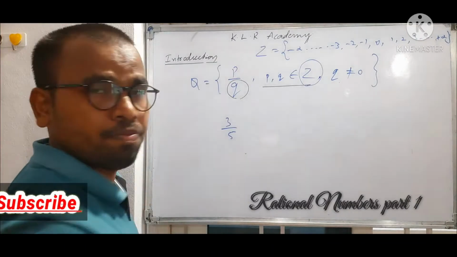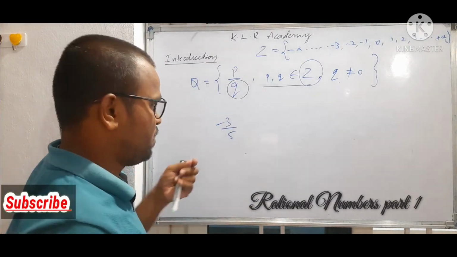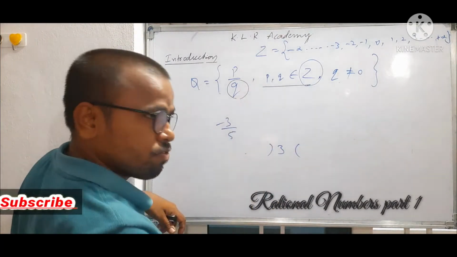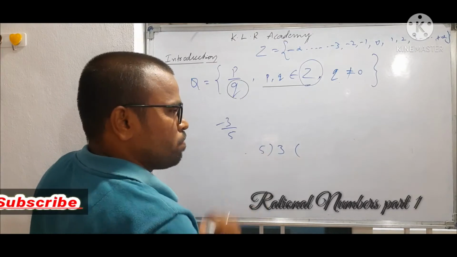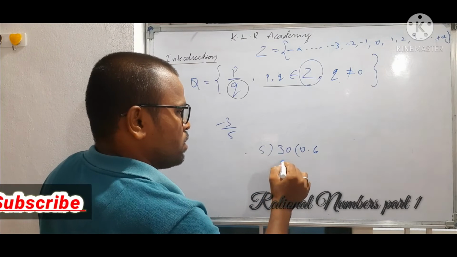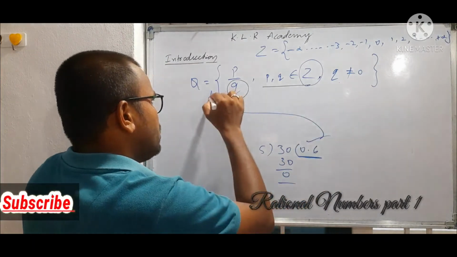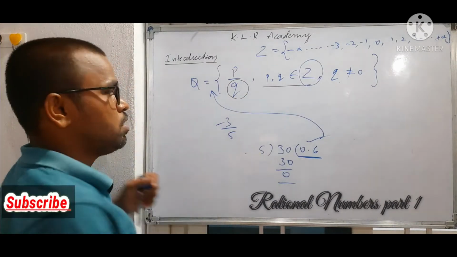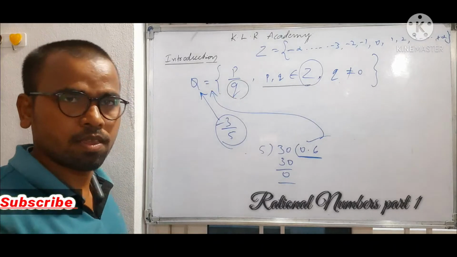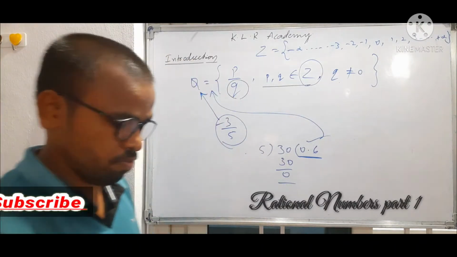3 by 5. Let me take minus 3 by 5, no problem. Divide it and put this minus for the answer. 0.6, remainder 0. Are you getting a quotient? Yes. If you are getting a quotient, then this is a rational number. Clear? Right. So what are not rational numbers?